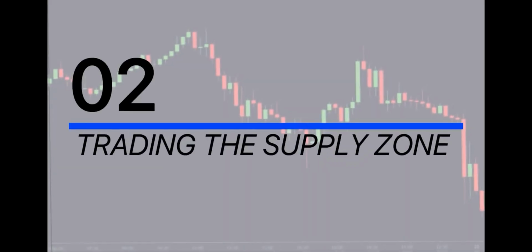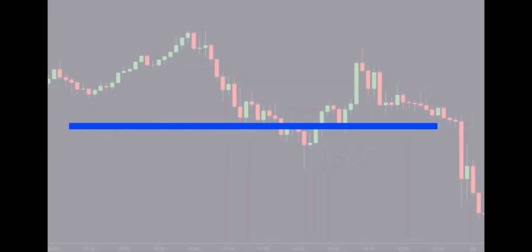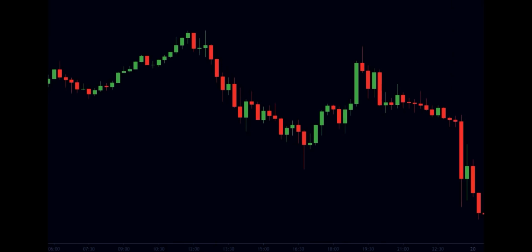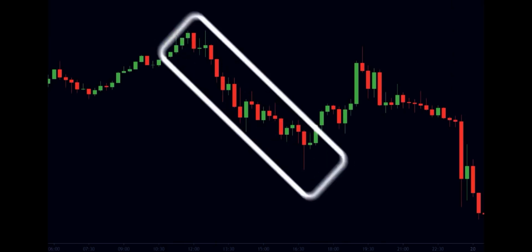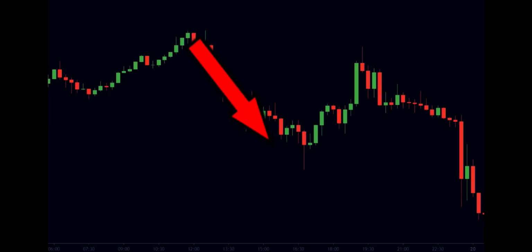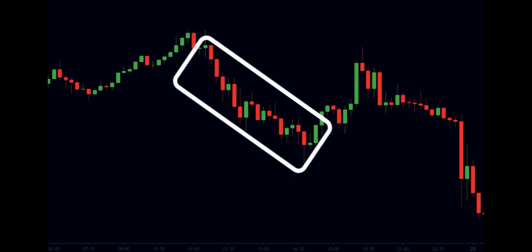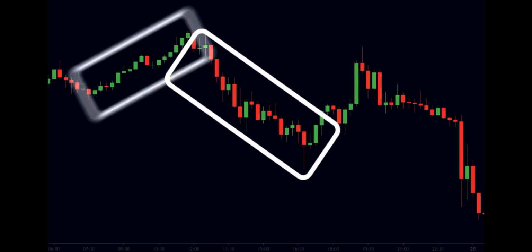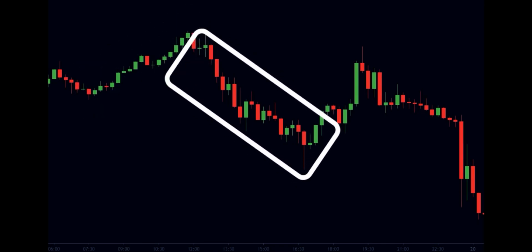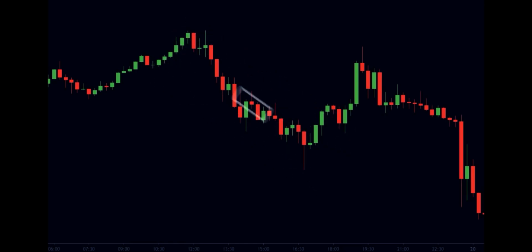Now, let us look at a sell trade on a supply zone. Here we can clearly identify a strong down move. The move was pretty steep, and it made big red candles. Compare these red candles with the previous candles. We can clearly see that these candles were a lot bigger.